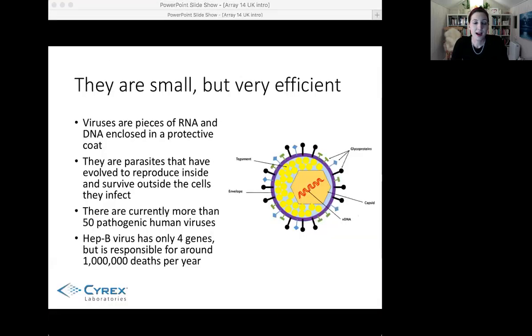So viruses are not really alive. You know, they are pieces of RNA and DNA that are enclosed in a protective coating. They are, of course, parasites, and they have evolved to reproduce inside and survive outside the cells that they infect. So there are actually currently more than 50 pathogenic human viruses, although we don't really hear about very many of them. We tend to hear about, I would say, 10 or 15. And they are very, very small, but very, very efficient. So the hepatitis B virus, for example, has only 4 genes, but it is responsible for around 1 million deaths per year. So it is small, but very efficient.